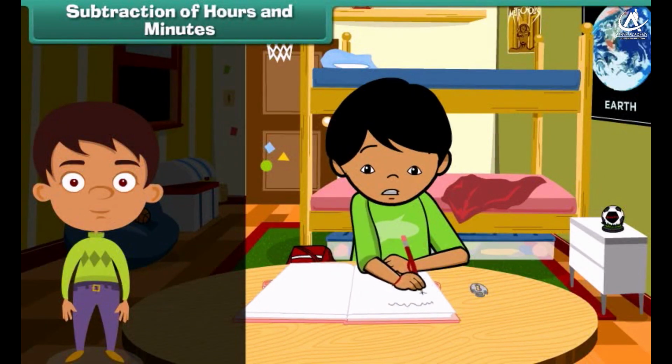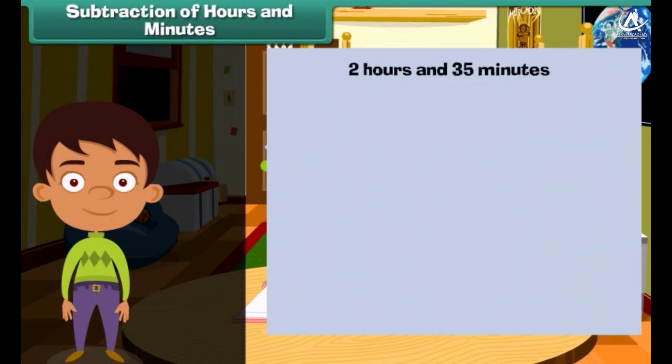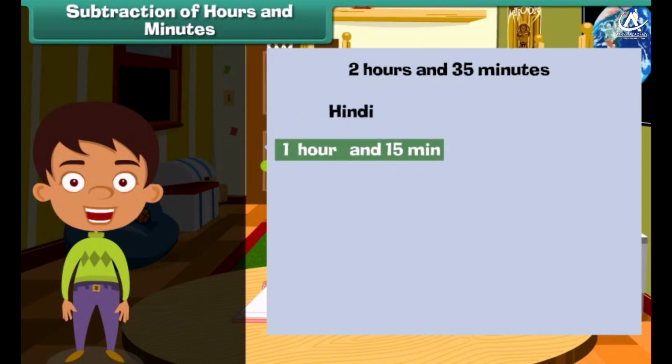Subtraction of hours and minutes. Latika completed her English and Hindi homework in 2 hours and 35 minutes. Hindi homework was over in 1 hour 15 minutes. How much time did Latika take to complete her English homework?